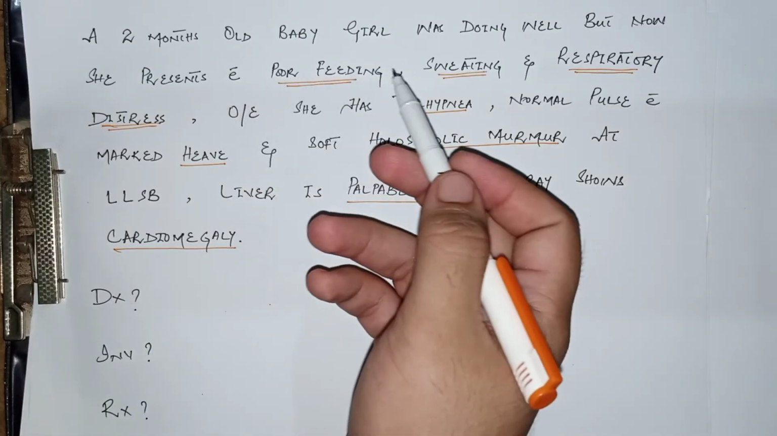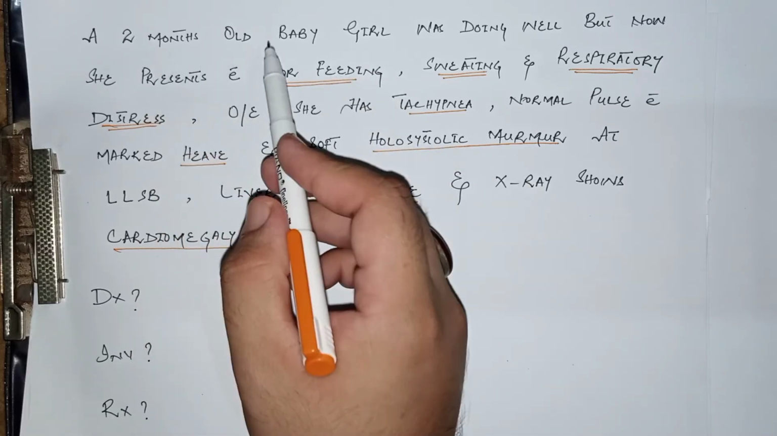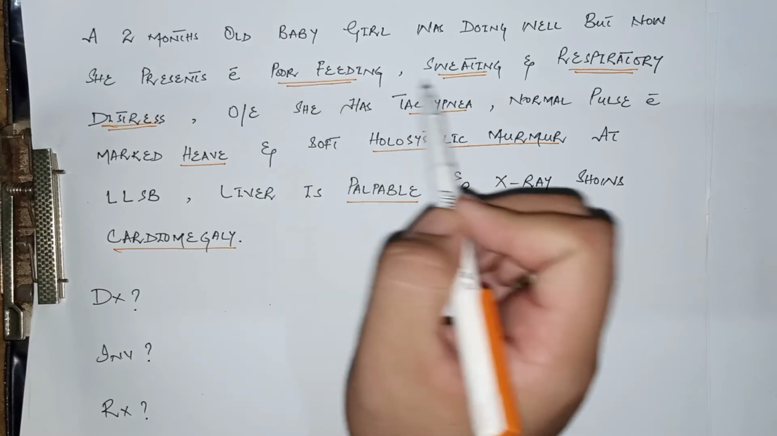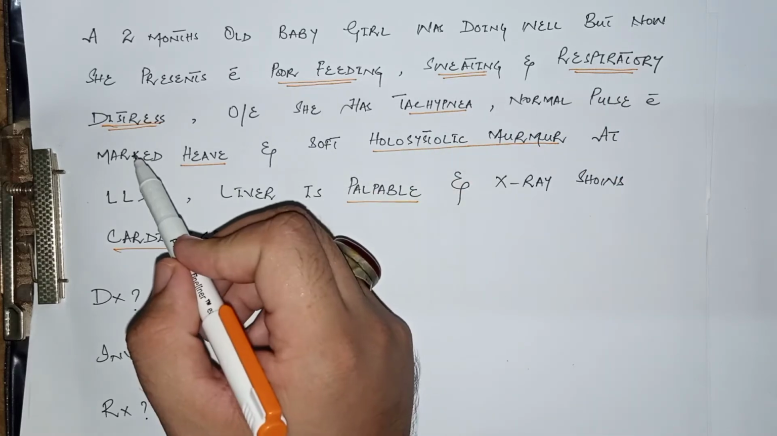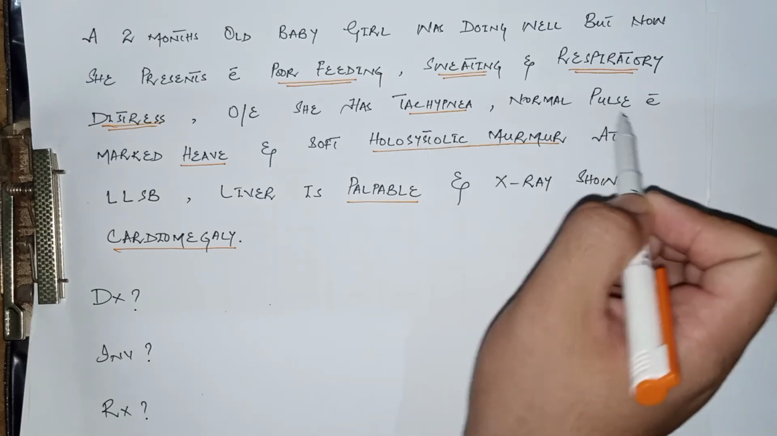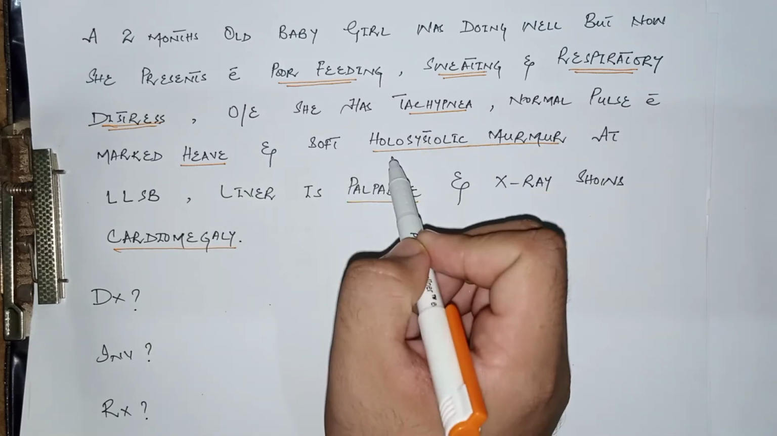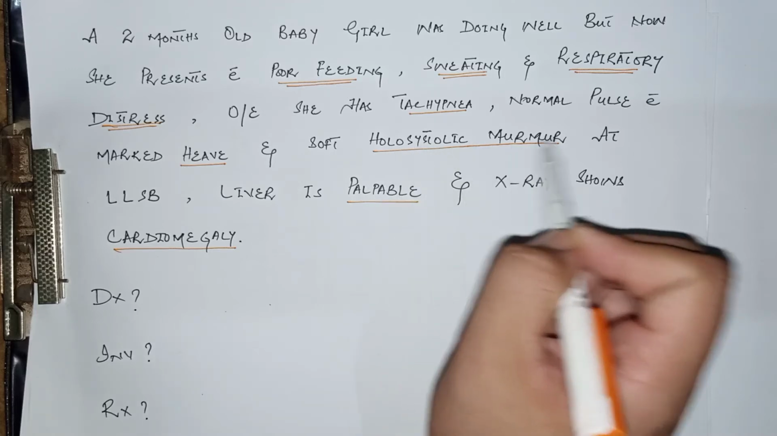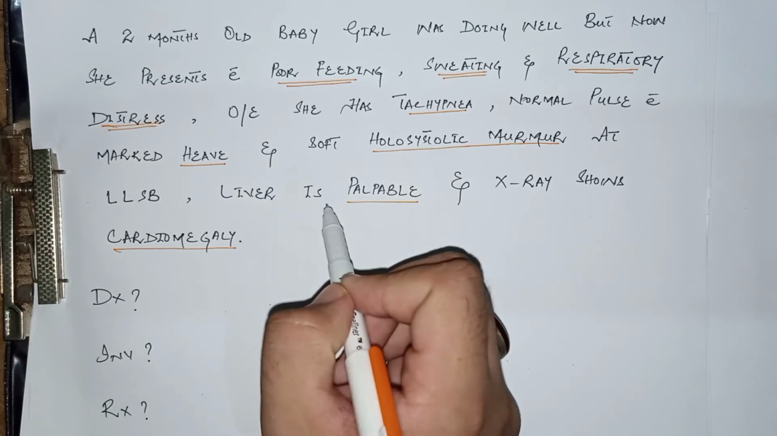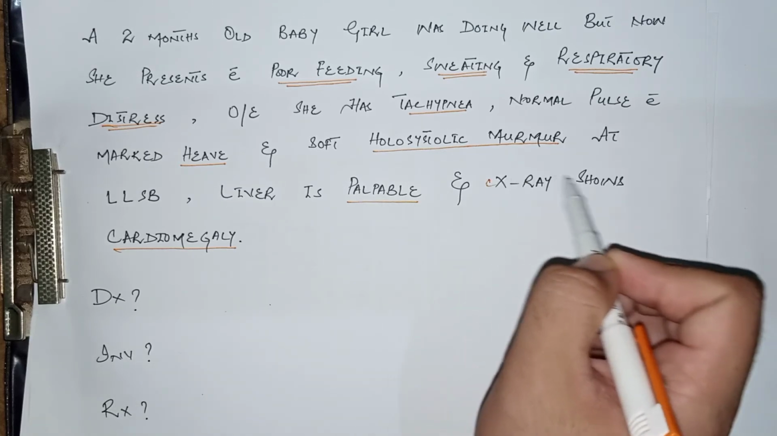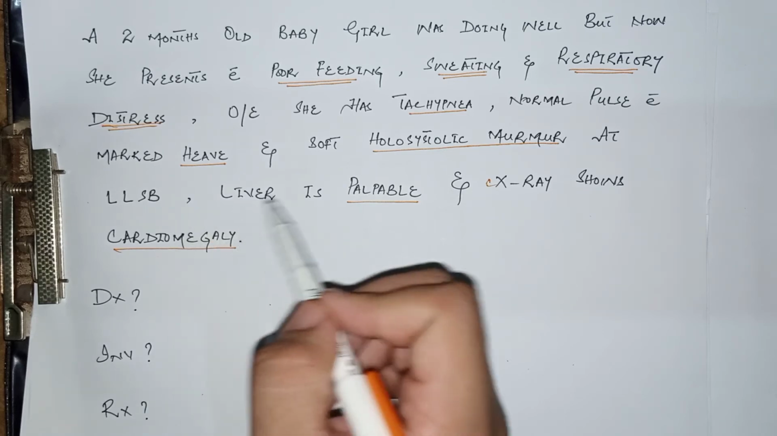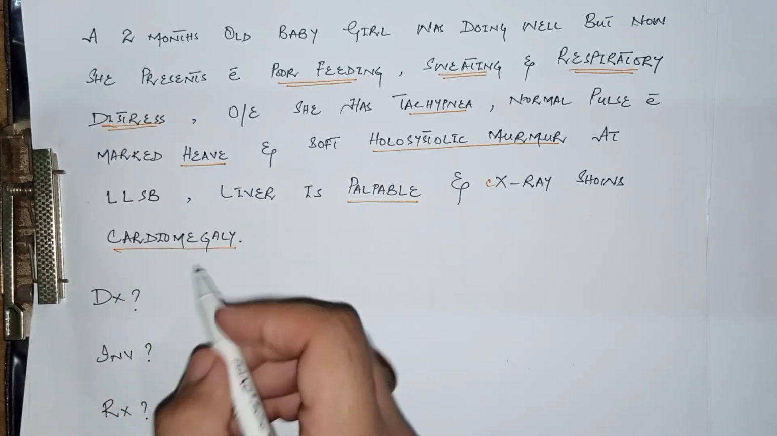So let's end this lecture with this scenario. A 2 months old baby girl was doing well, but now she presents with poor feeding, sweating, and respiratory distress. On examination, she has tachypnea, normal pulse with marked heave, and a soft holosystolic or pansystolic murmur at the left lower sternal border. The liver is palpable, that is hepatomegaly, and the chest X-ray shows cardiomegaly. So this patient has developed heart failure as well. So what is the diagnosis in this case?